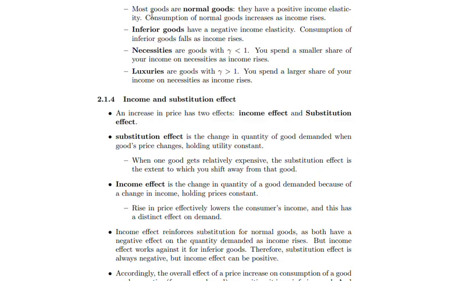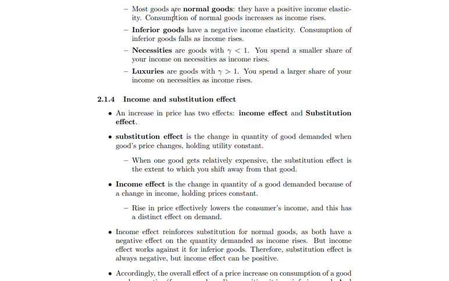Most goods are normal goods. They have a positive income elasticity. Consumption of normal goods increases as income rises. We also have inferior goods. Inferior goods have a negative income elasticity. That means consumption of inferior goods falls as income rises.